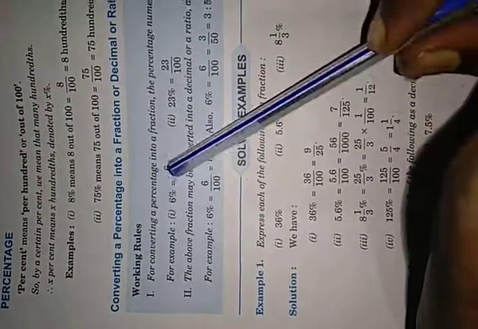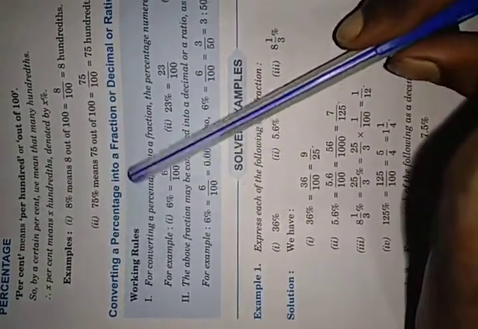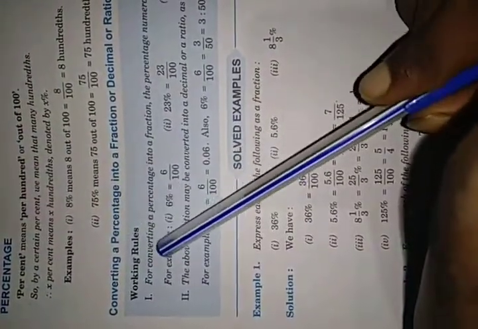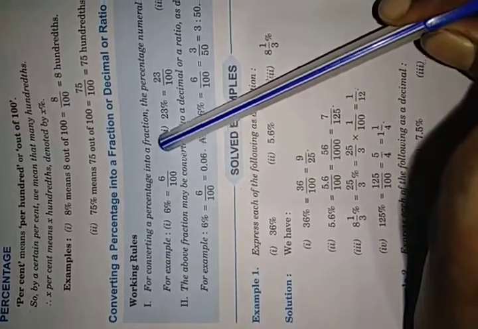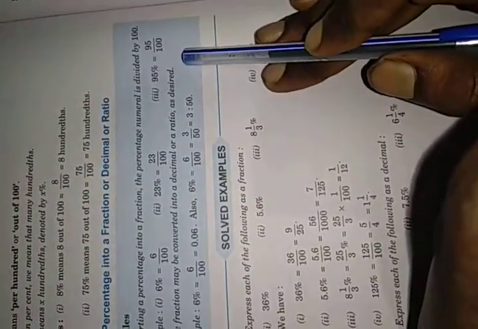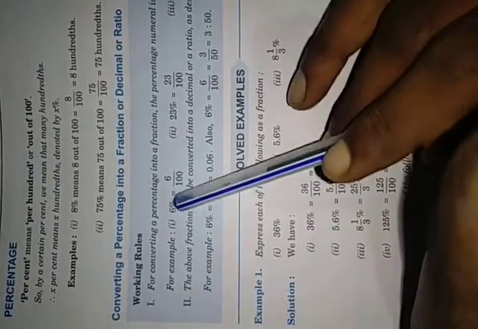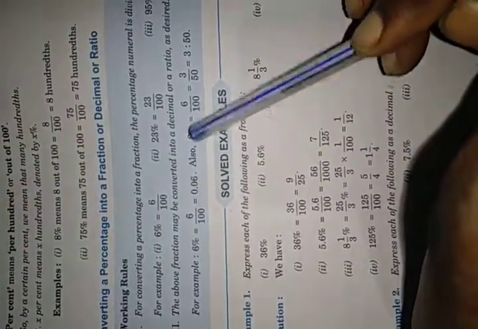Now converting a percentage into a fraction or decimal or ratio. Working rules. For converting a percentage into a fraction, the percentage numeral is divided by 100. For example, 6% is equal to 6 by 100, 23% is 23 by 100, 95% is 95 by 100. The above fraction may be converted into decimal or ratio as desired.